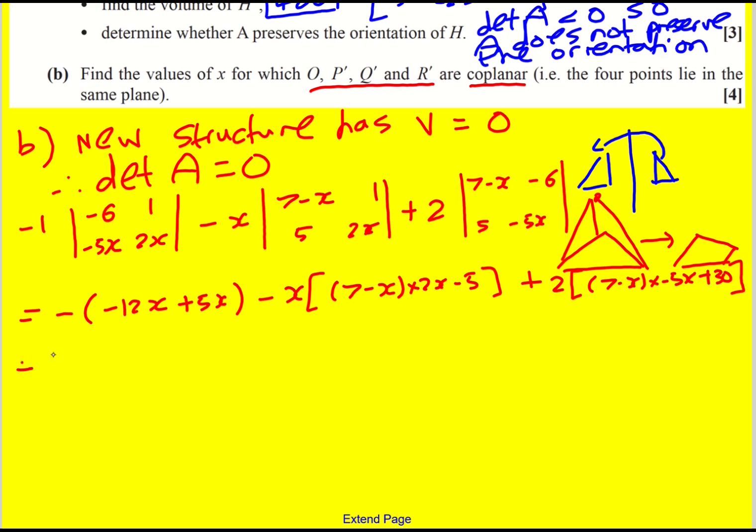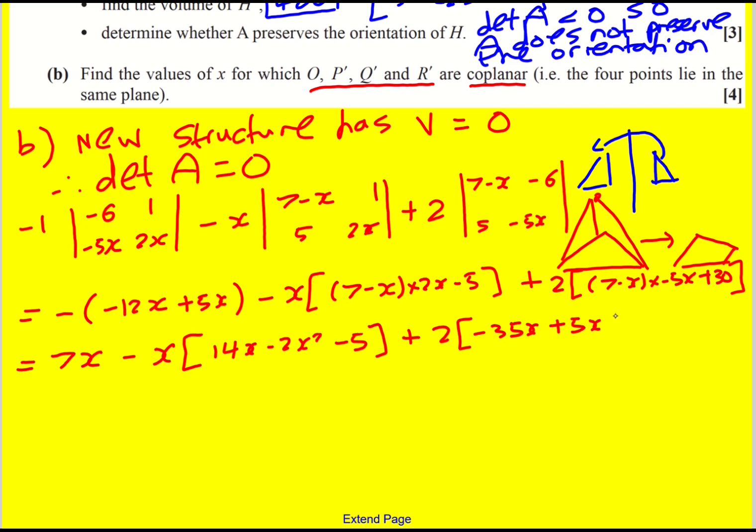Okay, remember this is all equal to 0, but I'm just continuing to simplify it. I'm going to get minus 7x, but then minus of that, so I'll get 7x, minus x times 14x minus 2x squared minus 5, plus 2 times minus 35x plus 5x squared plus 30. Okay, it's getting simpler every time, just be careful.